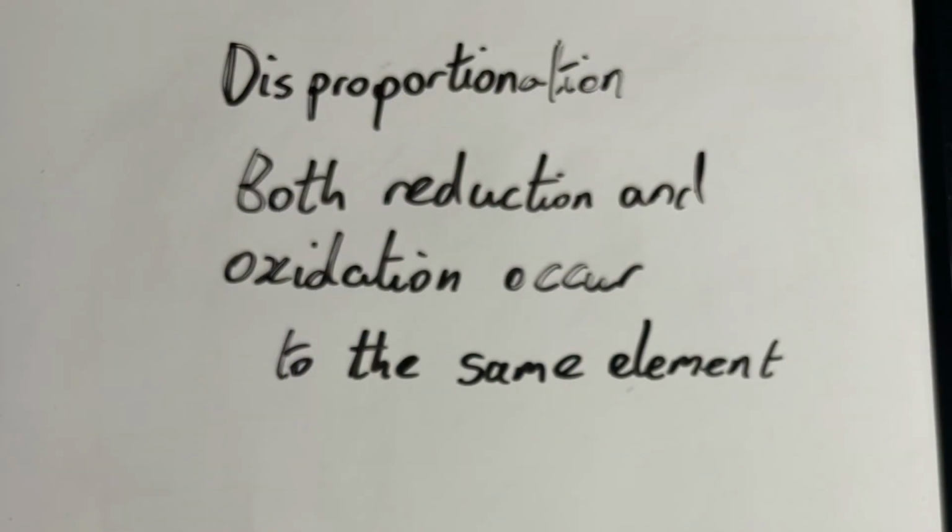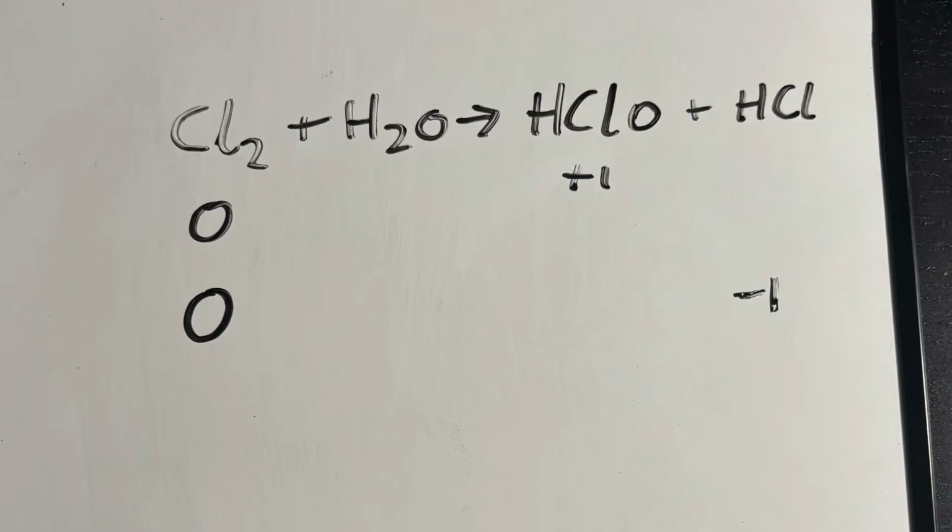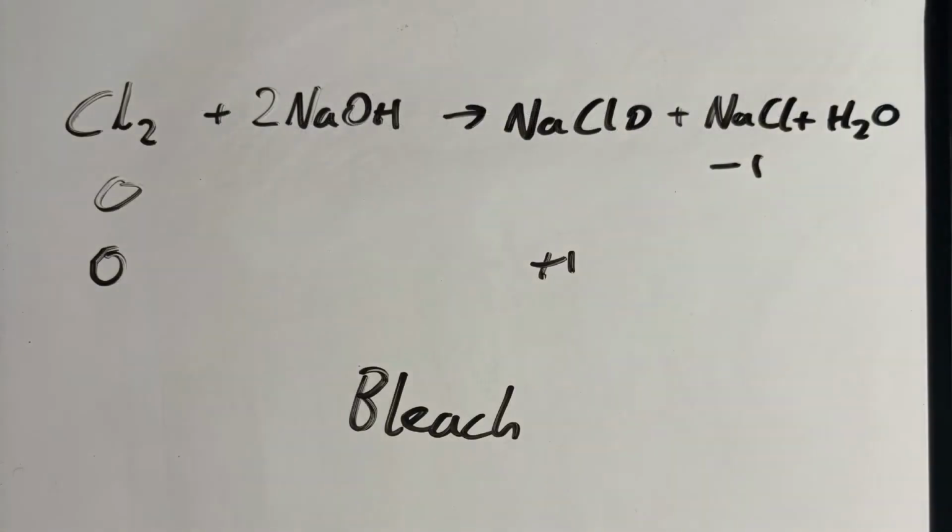Now you'll need to know the term disproportionation, and disproportionation is a reaction where both reduction and oxidation occur to the same element. As an example, you can see here that chlorine is both oxidised and reduced because as an element it is 0, and then it is either +1 or -1 when it comes to the products. Now, this is a disproportionation reaction that you will have to memorize, and it is the formation of bleach. So you just have to sit down with this one and just know it.